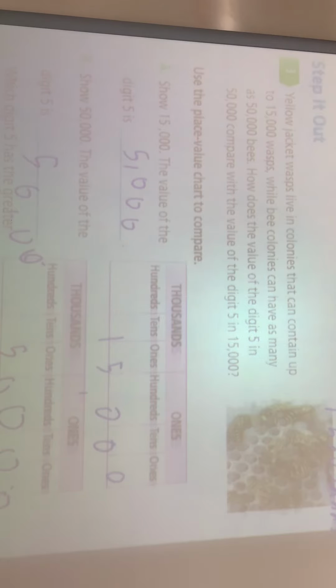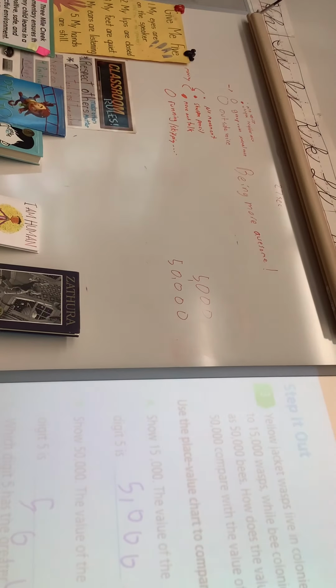Now, this example is going to be really important as we talk about the next question. Yeah, watch. Okay, here we go. Okay, guys. So let's go ahead and look at the next question. What does the next question say? This is going to be super important for the next question. Okay? Which digit has the greater value? Which digit has the greater value?